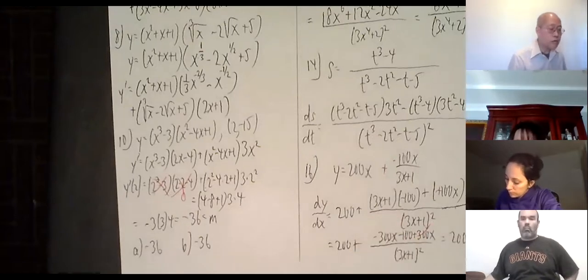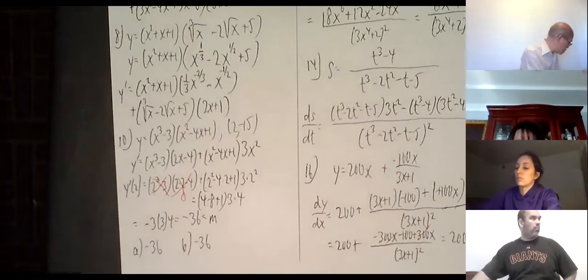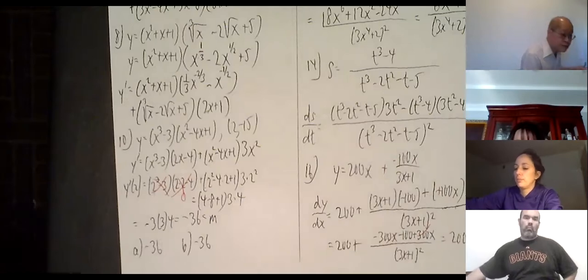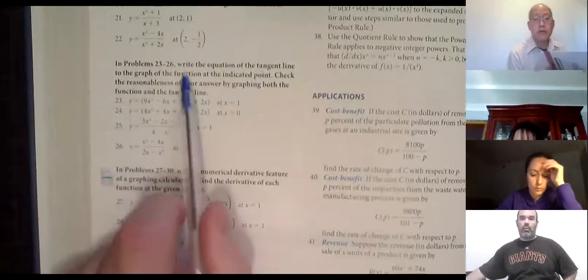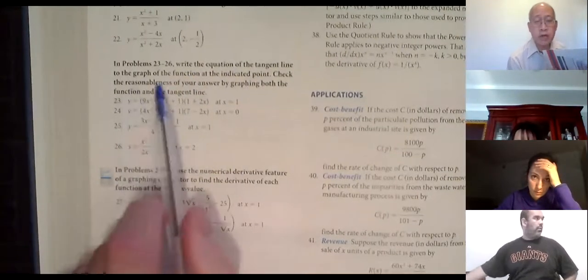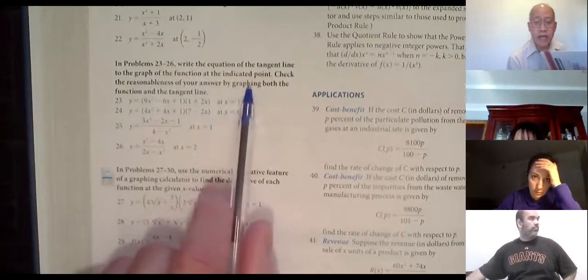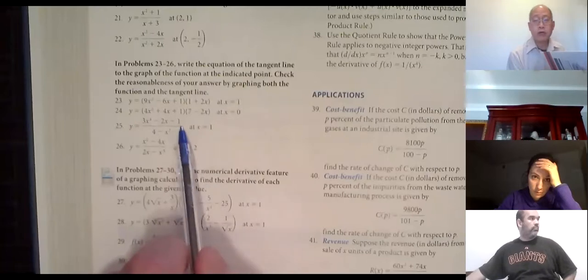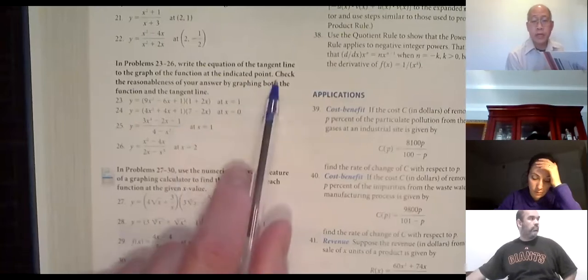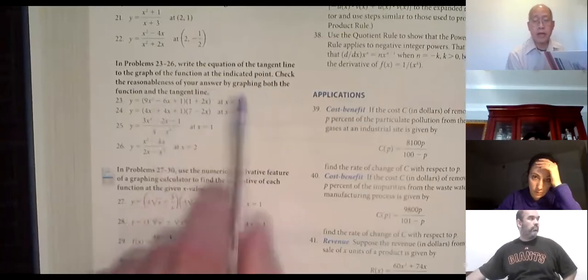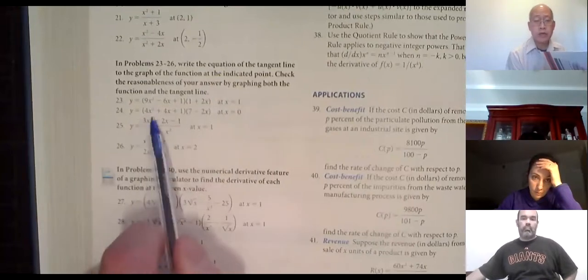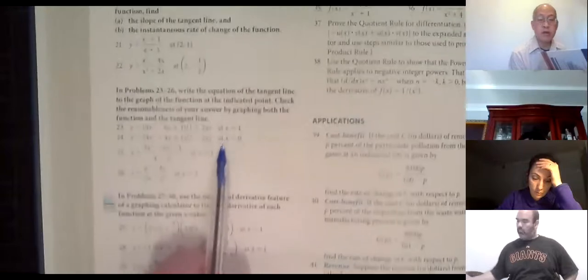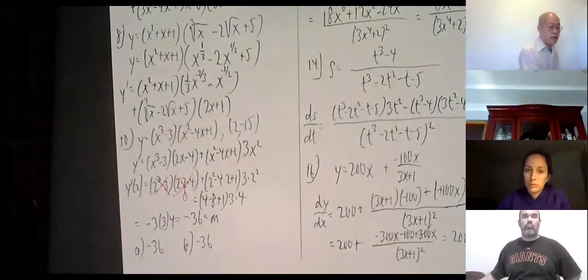Now, I'm going to jump all the way to 24 because that's another product. So 24, write the equation of the tangent line to the graph of the function at the indicated point. Okay, we played that game before. Find the derivative, throw it into the point slope form. And check the reasonableness by graphing. Okay, forget about that. I'm not requiring you to have a graphing calculator. So y equals blah, blah, blah at x equals 0. And I notice that is the same as what I have here.